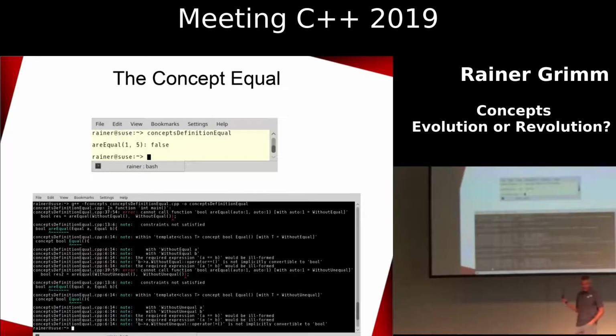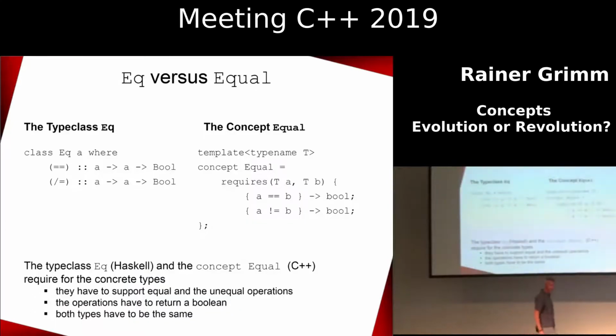Okay, at the top you see the good case, at the bottom you see the bad case, in which I use the type without equal and without unequal. And when you read carefully, you see identity would be ill-formed. Unequal would be ill-formed. This is the message I got with the concepts TS when I used these concepts, and my types didn't support these concepts. Okay, this was easy. Now one step back to Haskell.